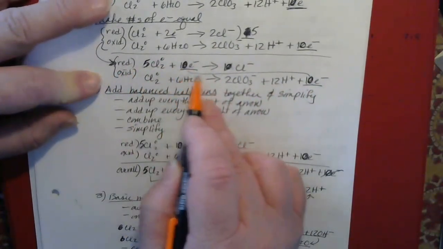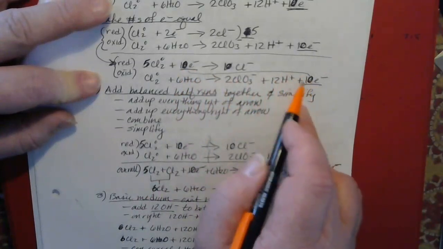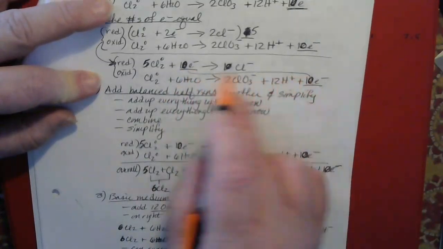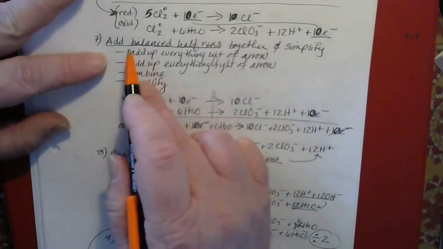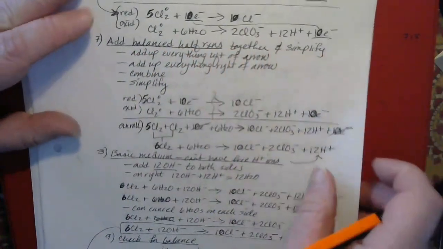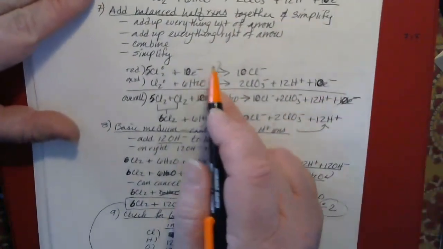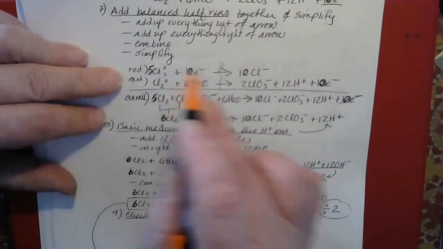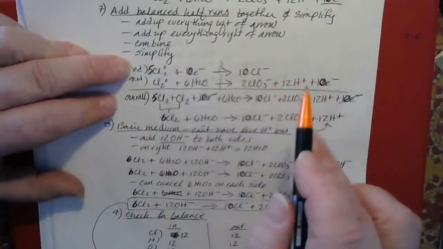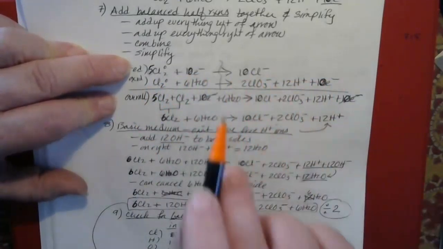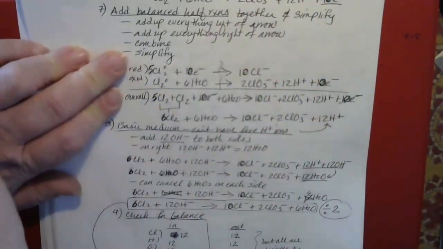So now we've got the same number of electrons coming as we have going, and that's good because, again, they have to be equal because they're the same electrons. And then in the next step, we add the balanced half reactions together. In order to do that, we essentially add up everything on the left-hand side and write it out. And then we add up everything on the right-hand side and write it out. So we're essentially splitting the reaction at the arrow.